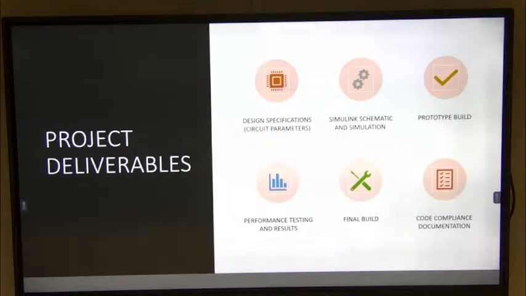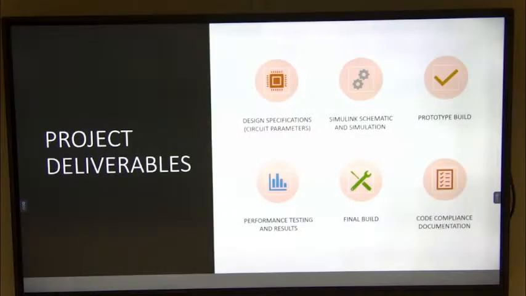Regarding the project deliverables, we have design specifications, which would be the circuit parameters, what it's operating at, what suggested voltage we're going to be utilizing, be it from 0 to 12, 12 to 24, and converting that to 48 volts. The simulating schematic and simulation, which would require us to create a prototype and then utilize that prototype, simulate it, and transition that into a physical prototype.